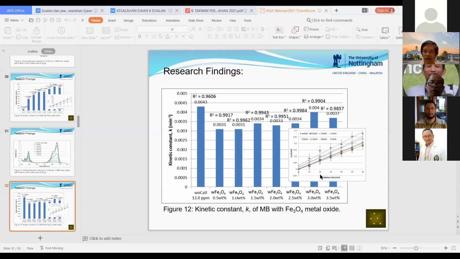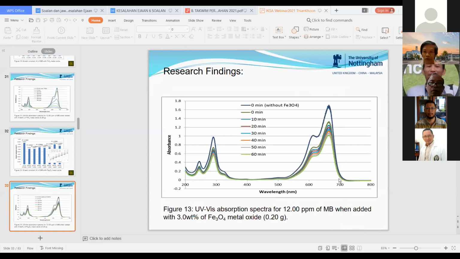In the same way, we also use this 3 weight%, and we found that the rate is of course very slow. I really waited for 2 hours, and it's still very, very slow. The degradation rate almost stops. So that is what we have for all the metal oxides.